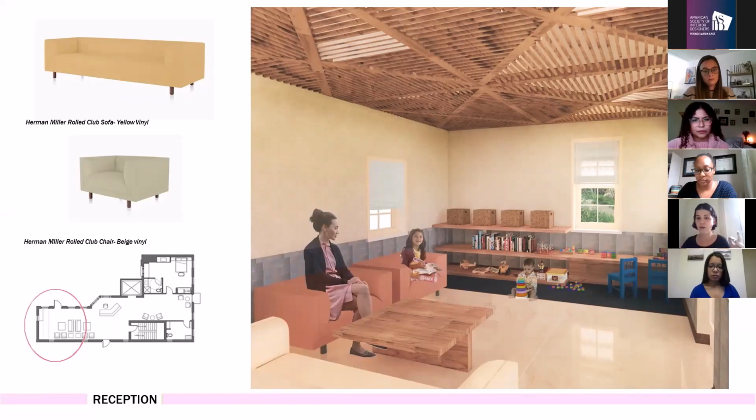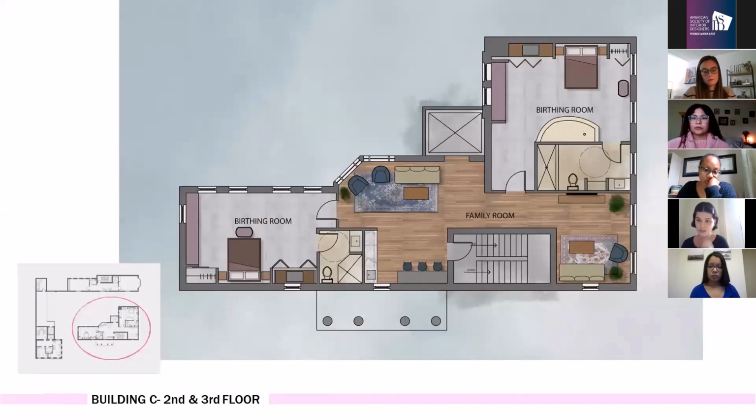So I had to think about using a lot of large, comfortable pieces of seating for pregnant women and for little children and families, and everything had to be scrubbable and durable because this needs to be at a hospital grade finishes wise. So this is what the second floor of the birthing building would look like.